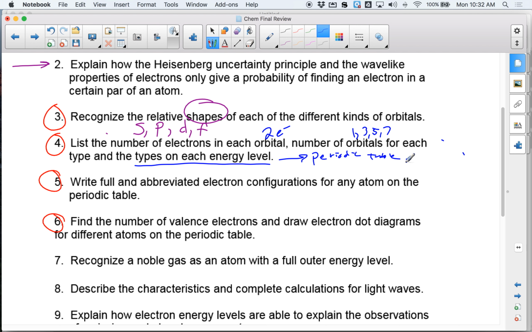Okay? But it also kind of increases as you go up. The first energy level has an s. The second energy level has an s and a p. The third energy level has an s, p, and a d. The fourth energy level has an s, p, d, and f, and then 5 and 6 both have all of them as well. It's just they're out of order a little bit.